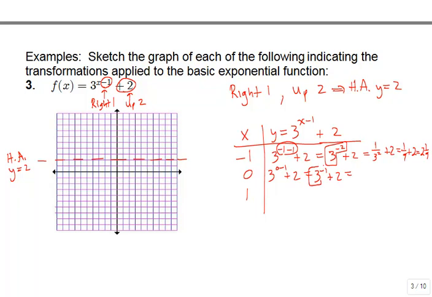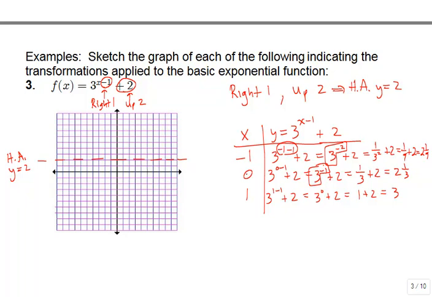Simplify this exponent right here. 3 to the negative 1 becomes 1 over 3 to the positive 1, which is a third. And a third plus 2 is 2 1/3. And then if I plug in 1 for that exponent x, 1 minus 1 is 0, 3 to the 0 is 1, and 1 plus 2 gives me 3.